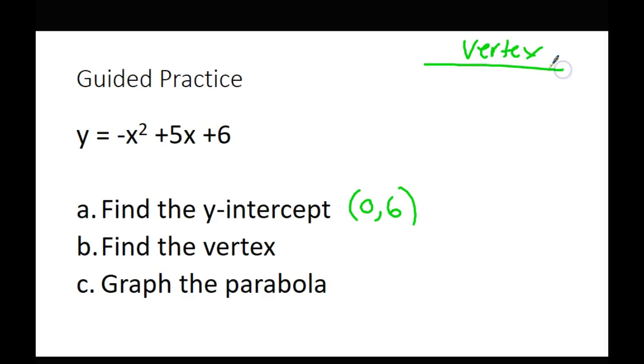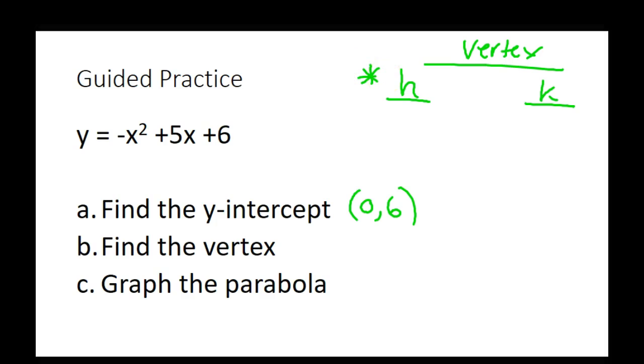And to find your vertex, it's a 2-step process. You need to find h, and you need to find k. So the first thing I want you guys to do is find h. Go ahead and see if you can find your h. I'll give you a second.